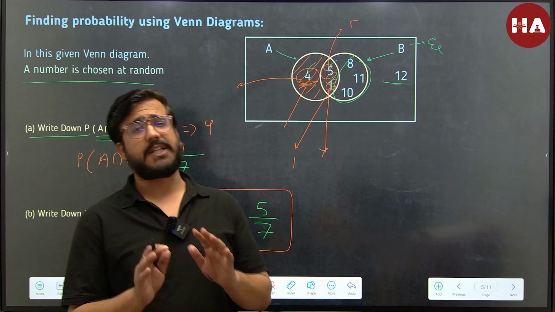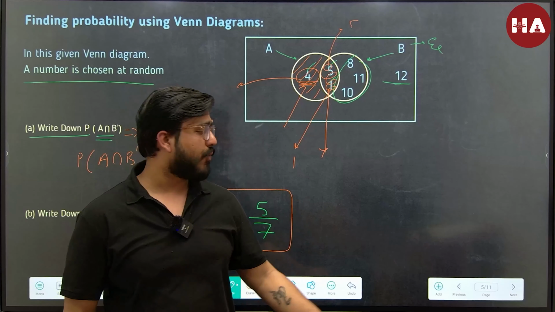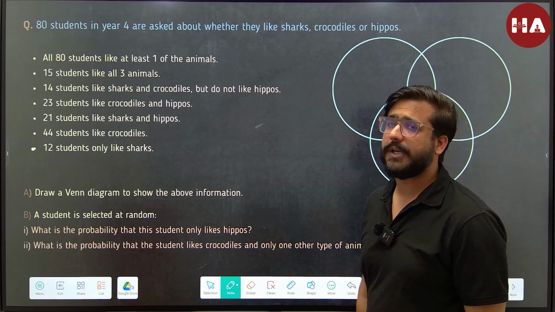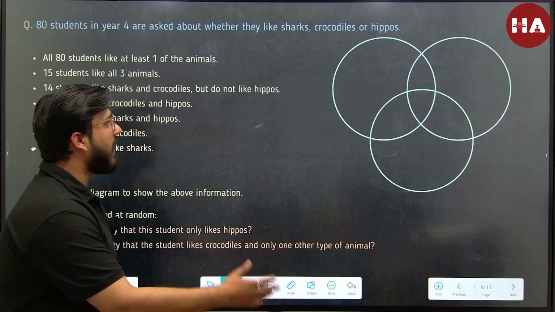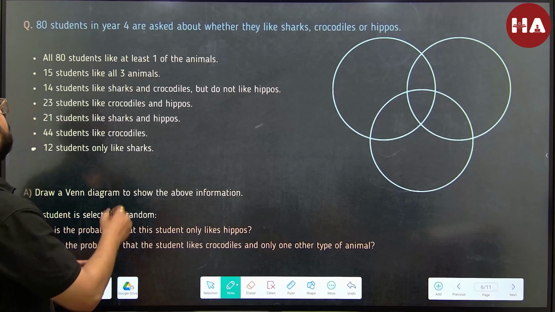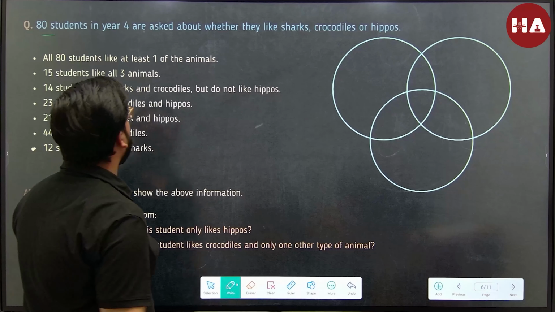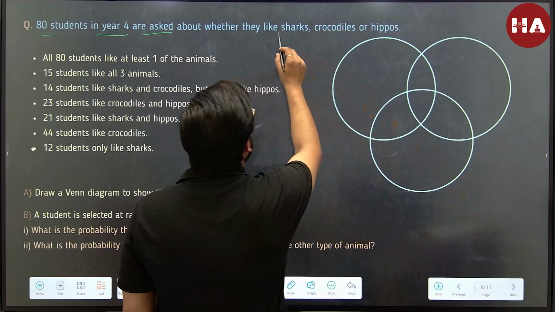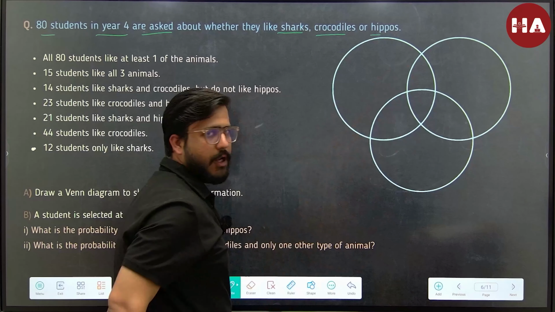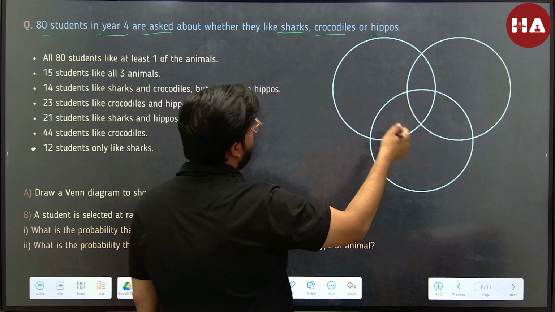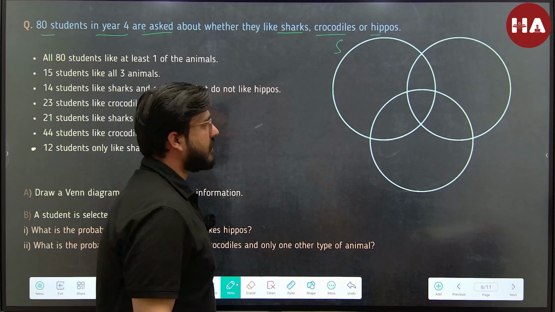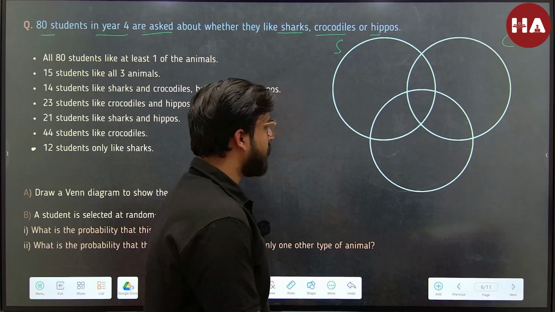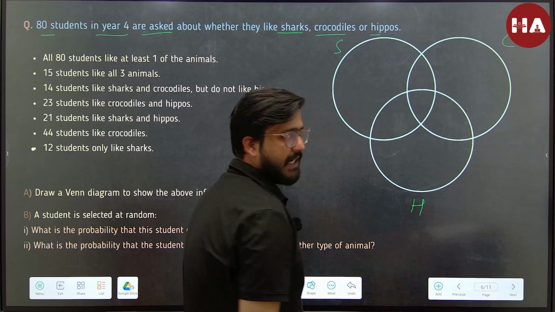Okay, students, this was pertaining to a two-set Venn diagram. Now let's solve another question which pertains to three sets. Here I have been given a question: 80 students in Year 4 are asked whether they like sharks, crocodiles or hippos. I can name it as S for sharks, C for crocodiles, and the third set will be represented as H for hippos.